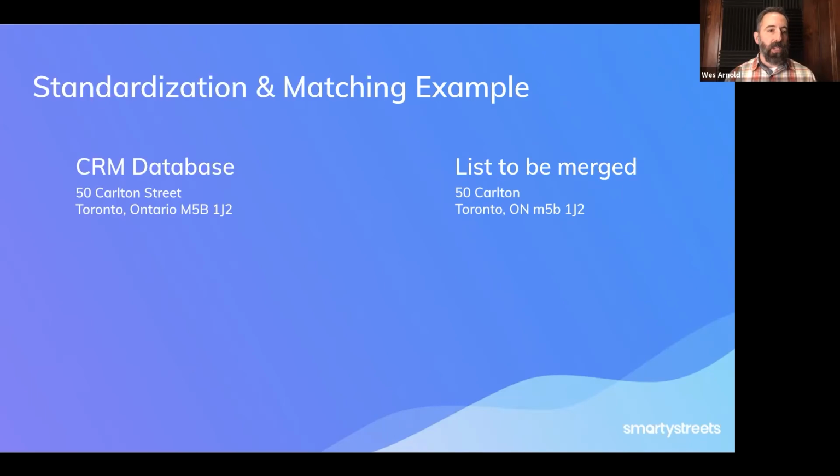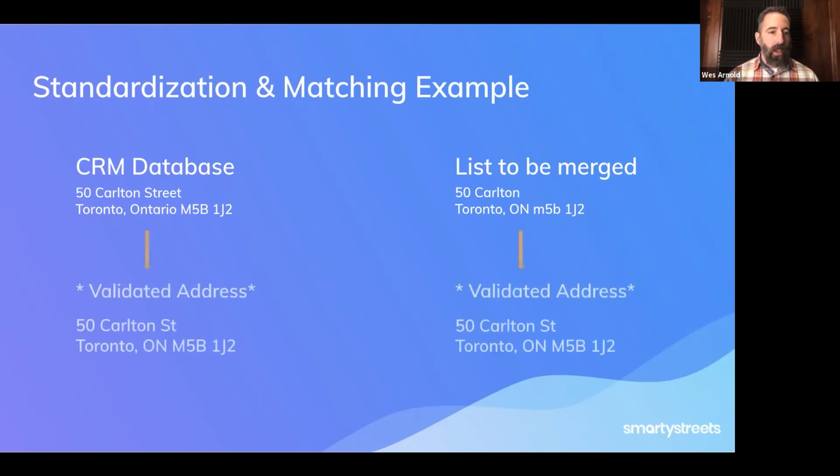So notice you've got 50 Carlton Street, Toronto, Ontario. The address on the left has Street instead of a standardized ST. And then on the right, you've got 50 Carlton, and the street is just missing in general. Also on the left, Ontario is spelled out, whereas on the right, Ontario is an abbreviation. Now, it's going to be difficult to make that match, but that's where our services come in handy.